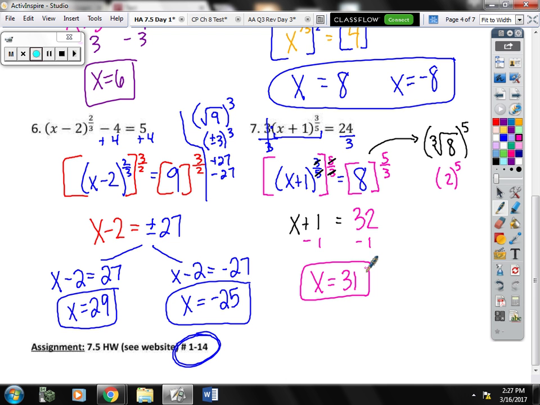Again, the homework is numbers 1 through 14. Be careful with number 14 to pay attention to units. I believe the whole problem is in feet, and they ask you to round to the nearest inch. So you want to make sure you convert that at the very end.